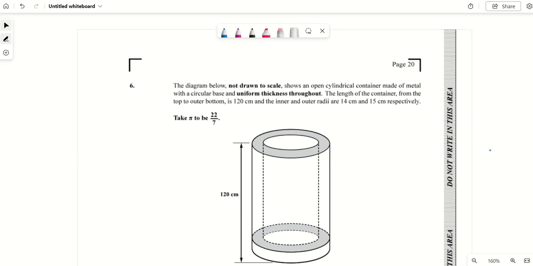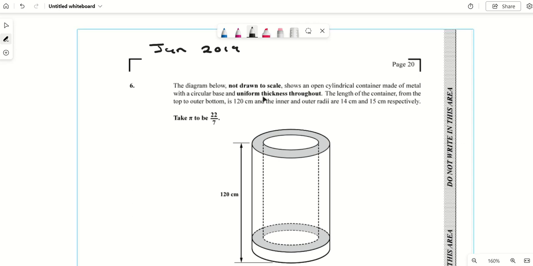So today we will be doing January 2019, number 6. Now, number 6 is basically dealing with shapes. This is you either find the area, the perimeter, the volume, whatever they're asking you for. Right, so let's go straight to the question.